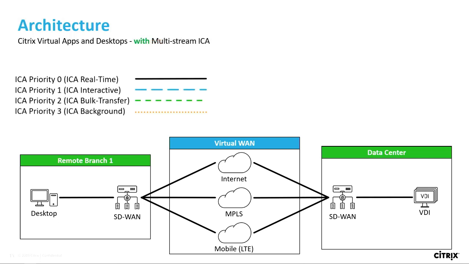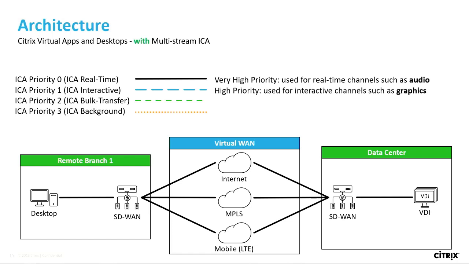So we said we have 4 classes of traffic. The first, the real time, is for audio. That has to have expedited forwarding, in terms of quality of service. The priority 1 class is for graphics, so it's mostly the video content. Priority 2 is for mostly bulk virtual channels, such as file transfer.